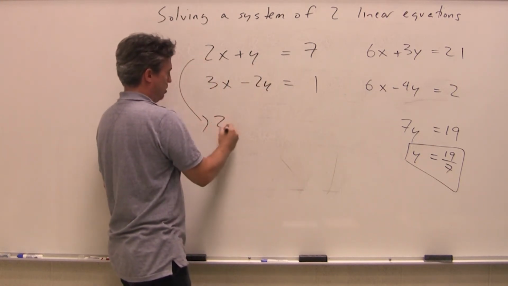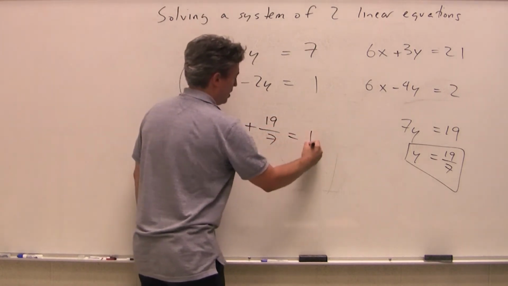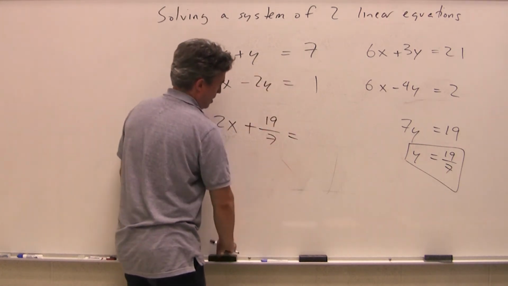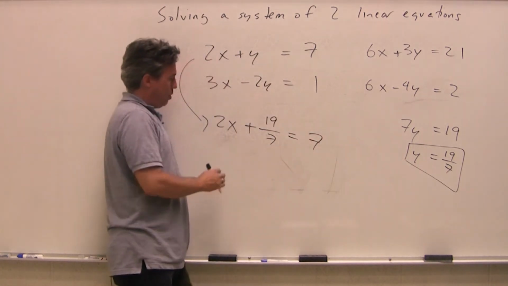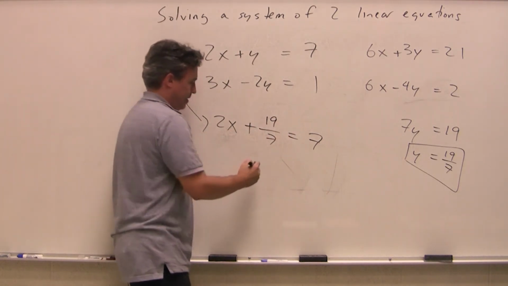Maybe I put an arrow to help the reader. 2x plus 19 over 7 equals 7. No, not 1. This is the number 7. And then I want to solve for x, so I want to bring the 19/7 over to the other side. So let's do that.